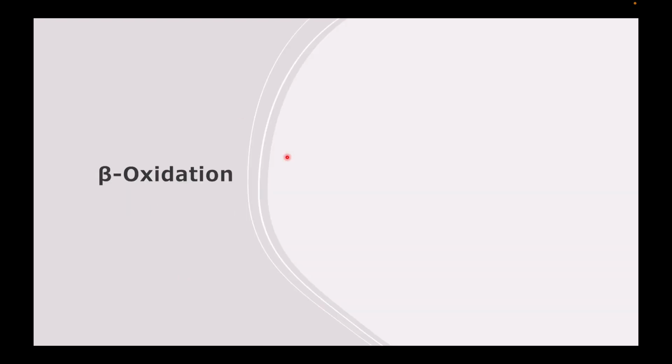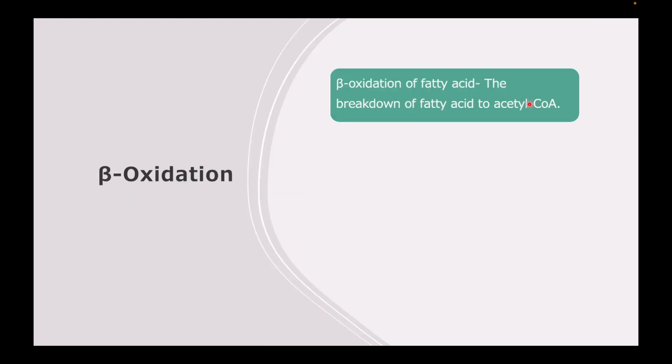So what is beta oxidation? It's the breakdown of fatty acids to acetyl coenzyme A. Suppose we have a 16 carbon molecule like palmitic acid, which is broken down to acetyl coenzyme A. Acetyl coenzyme A is a 2 carbon molecule, so by breaking down one palmitic acid, we get 8 molecules of acetyl coenzyme A.